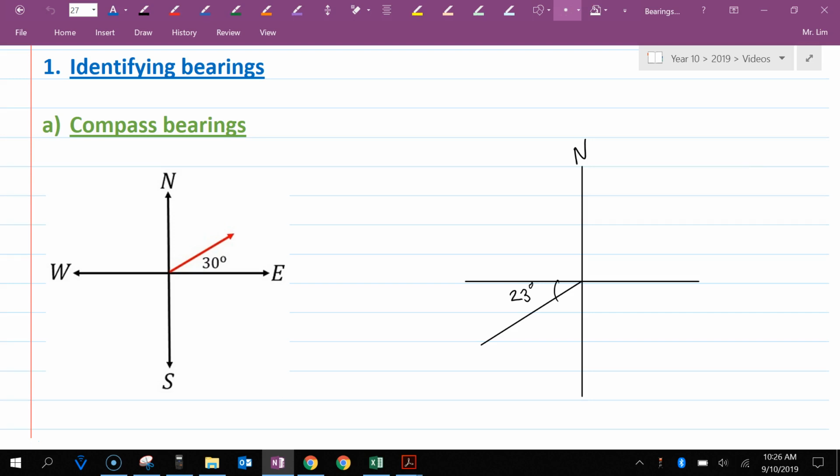If we're trying to find the compass bearing of this angle here for the first question, because this arrow is in the northeast section, I'm going to write northeast, but I need my angle. Because I started from north, I need to work out how many degrees from north is the angle going east. We know that this is 30, so 90 minus 30 is 60, so this has to be north 60 degrees east.